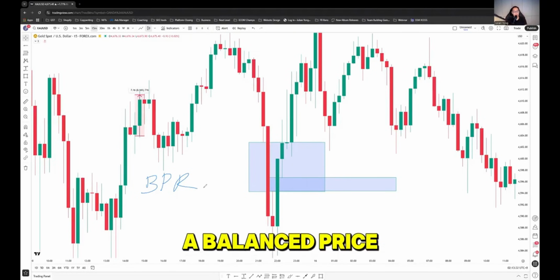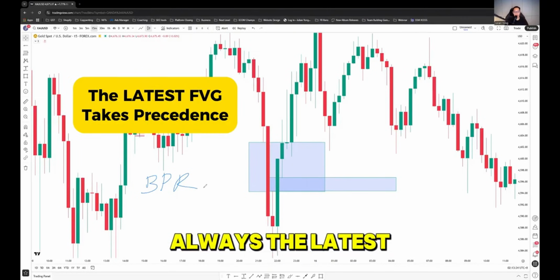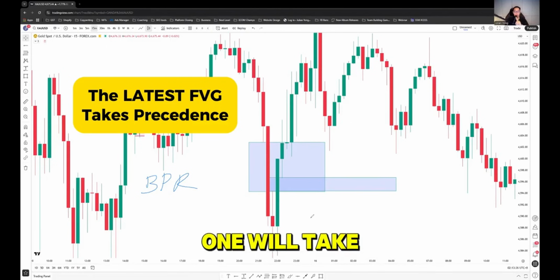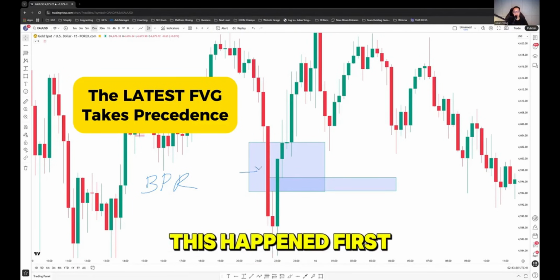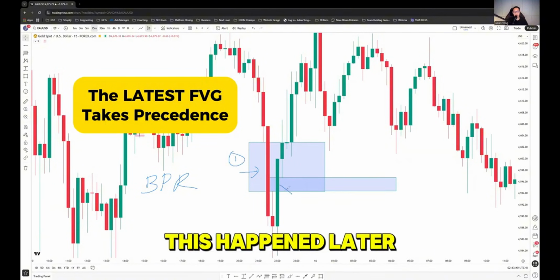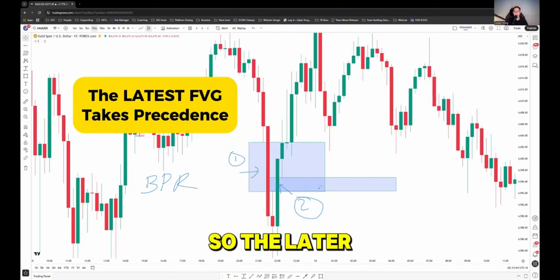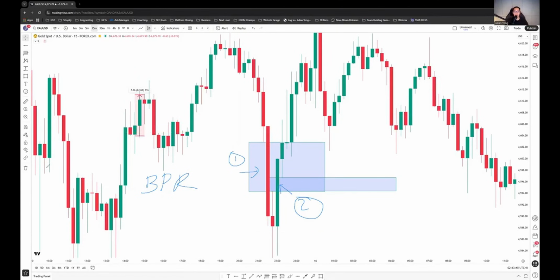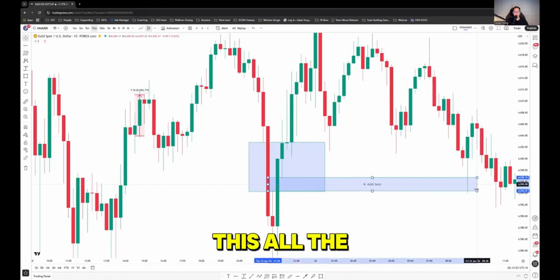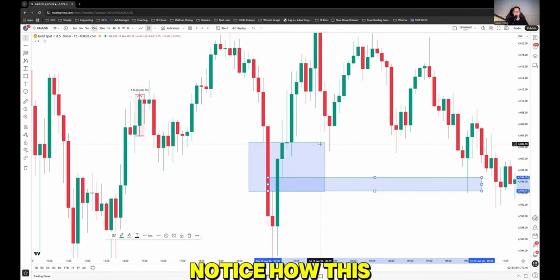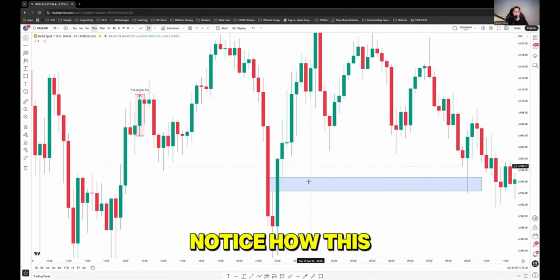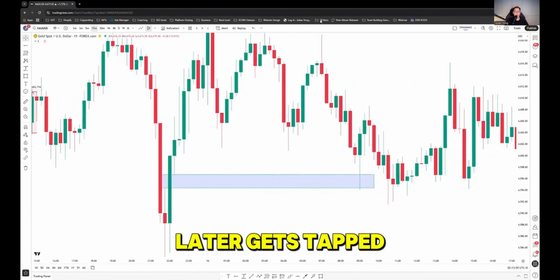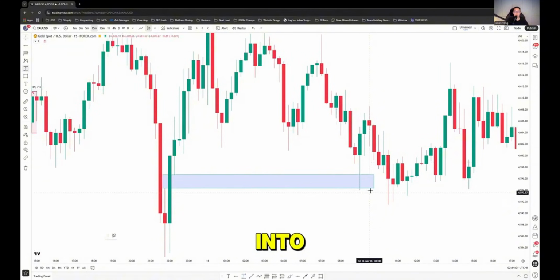When we see a balanced price range, always the latest one will take precedence. This happened first, so this is the first one. This happened later. I consider this as the second one. So the later one, the second one, is the one that takes precedence. So what does it mean? You can see right here, if I pull this all the way to the right, notice how this fair value gap that was created later gets tapped into.